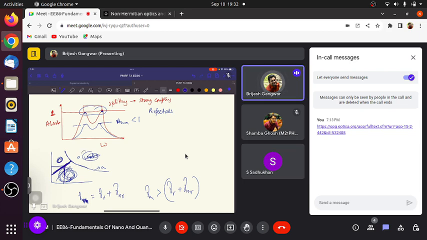Because if you go in this region, then you will not see the splitting. The absorbance will just be like that. And if you have absorbance 1 in this region, then this is also, you can say, a perfect absorber, but without strong coupling.